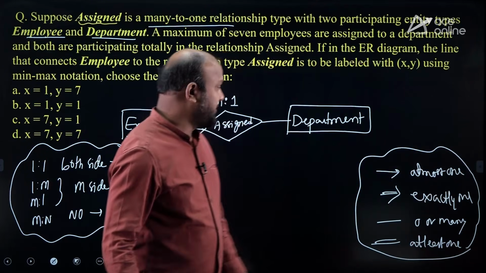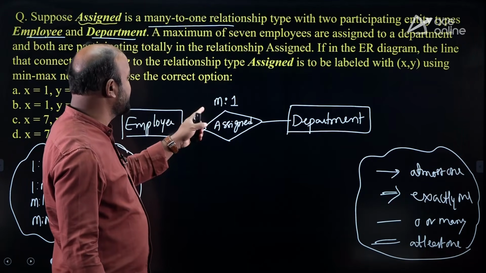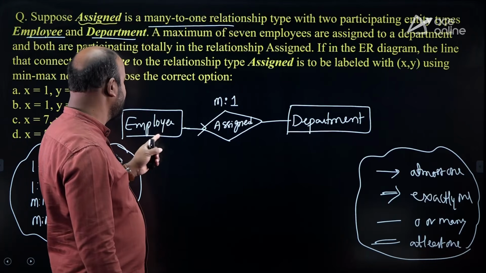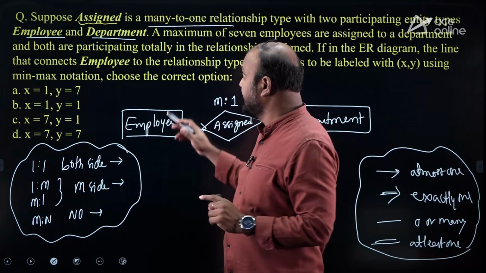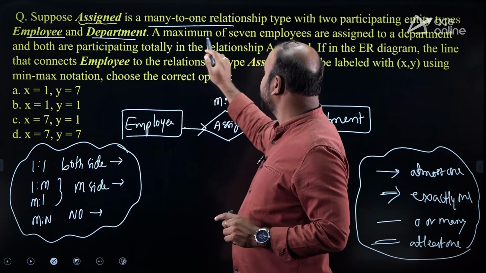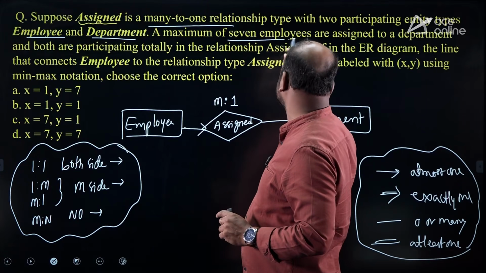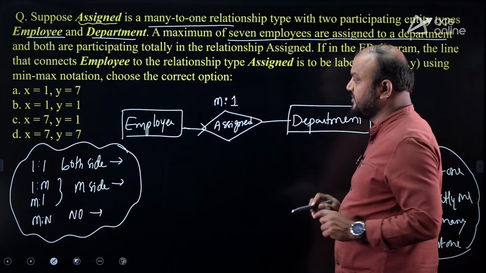Fine. Now, what is mentioned up to this point in the question? The cardinality is many to one. So the arrow on the employee side is possible. Fine. Look at this: a maximum of 7 employees are assigned to a department.